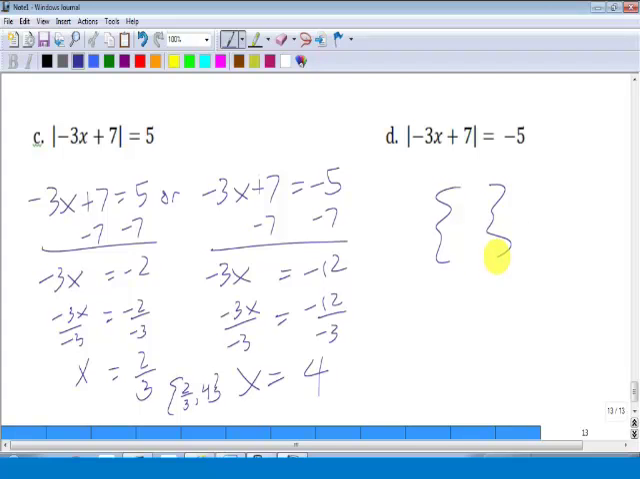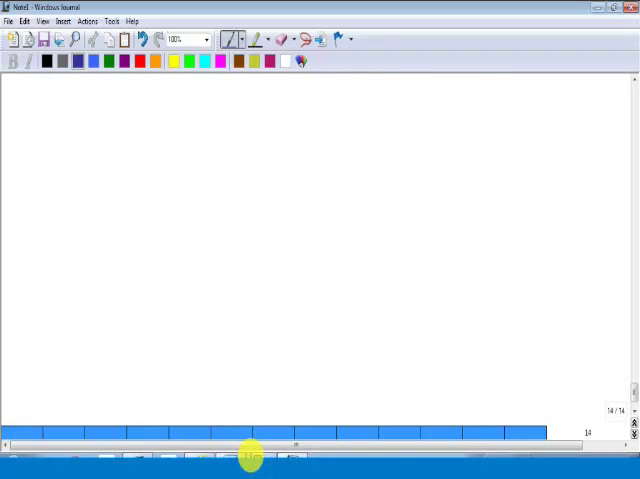Now, if you see this problem on the test and you realize, oh, there's a negative there on the right-hand side, I don't really have to do much work on this, I just write the empty set and keep going, then it's a happy thought, right? But if you don't recognize it, it's a lot of work for nothing.